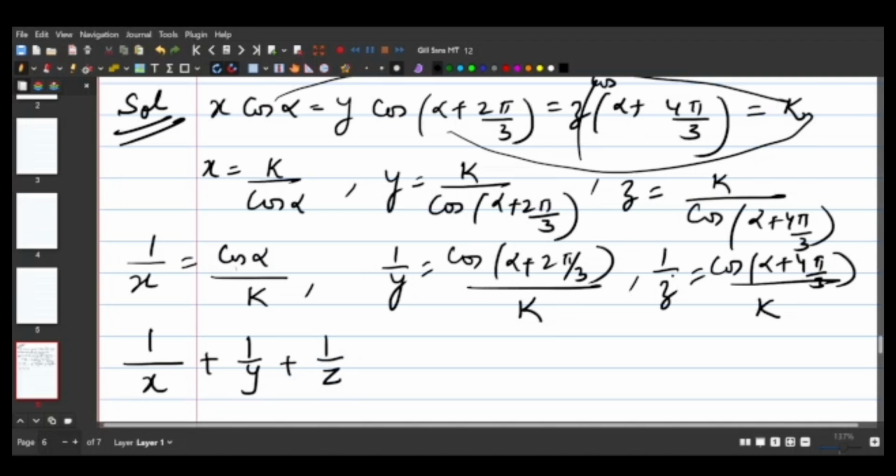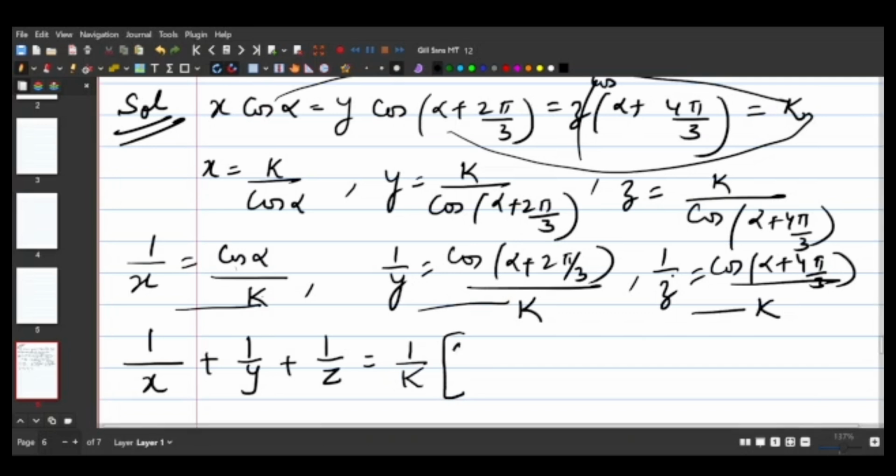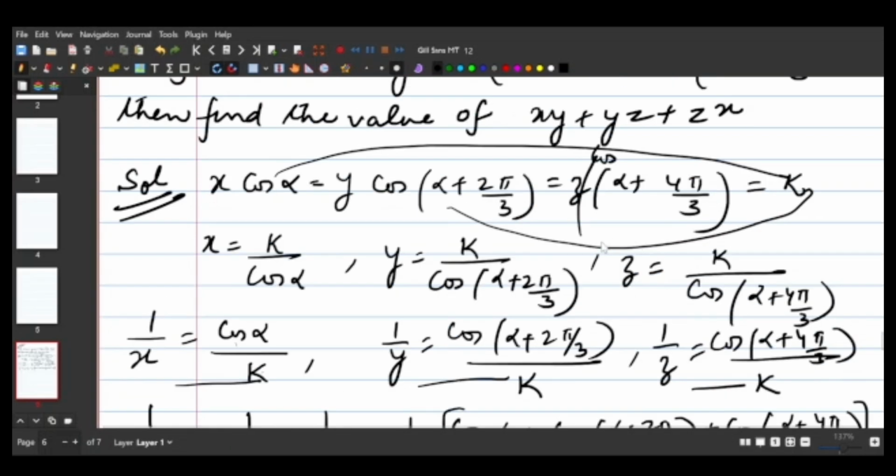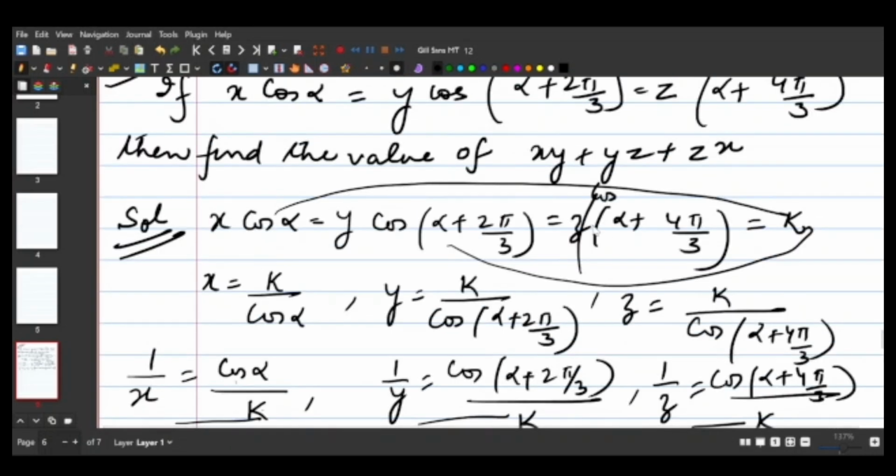We will be able to apply the half angle formula. Now you can see that if I add these three expressions, 1 upon k will come out common. Now what we will have is cos alpha plus cos(alpha plus 2 pi by 3) plus cos(alpha plus 4 pi by 3). Okay, so did you see how we have just turned the question into something else?